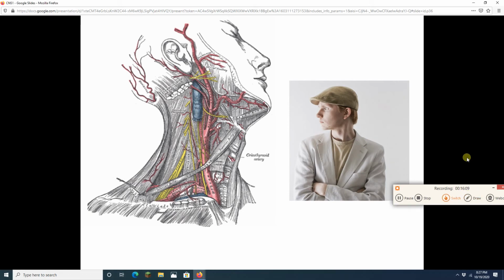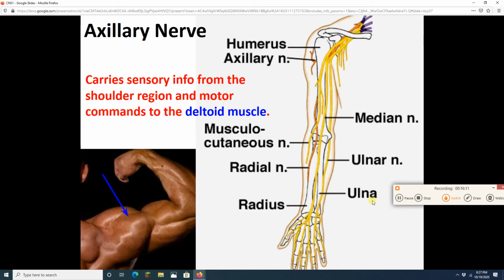All right. So let's talk about those nerves. First nerve we got to know out of the brachial plexus is the axillary nerve. Axillary, armpit, under the shoulder. Sensory info from the shoulder. Motor commands to the big shoulder muscle, the deltoid muscle.